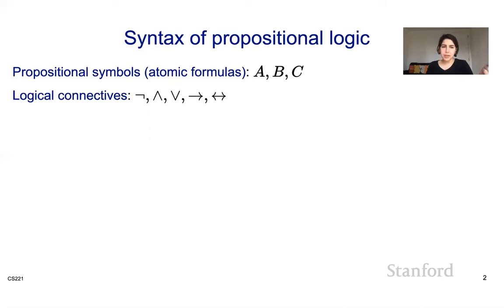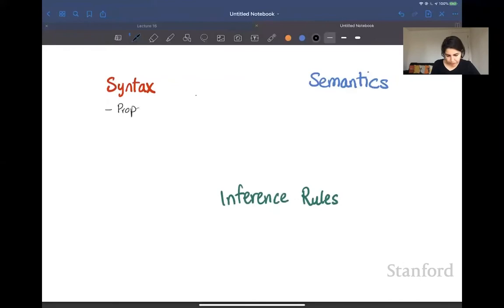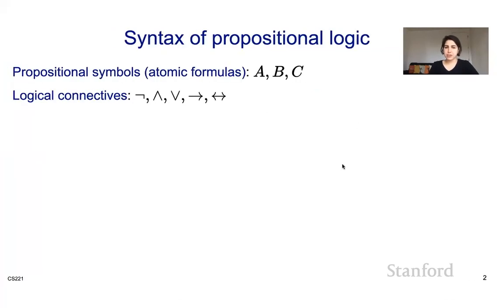Okay, let me actually write that here. We are going to start with syntax. So what does syntax have? Syntax has propositional symbols, like A, B, C, and so on. And then we can have formulas defined on top of them. Let me use F for formula. And how do I define formulas? I use these logical connectives to create formulas, these connectives that we just talked about.